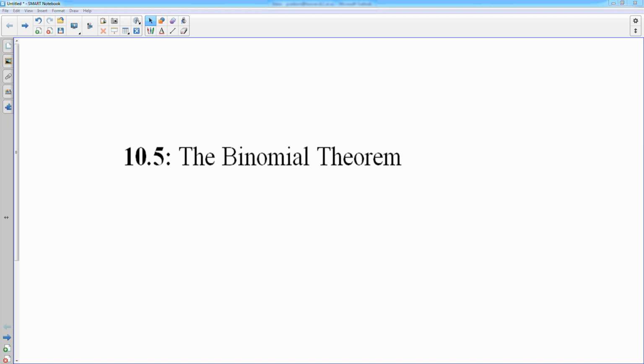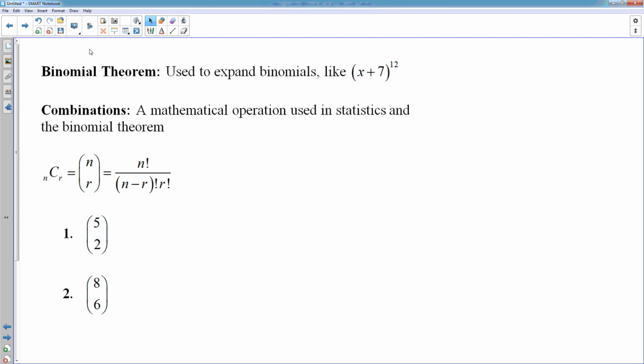Hey, looking at the binomial theorem, which we talked about briefly in class, dealing with Pascal's triangle and other such stuff. But what we are going to use the binomial theorem for is a method of expanding binomials, such as x plus 7 to the 12th. If you wanted to expand all of that, you could write it out 12 times and then do a lot of foiling type stuff, but it's a lot easier to use your binomial theorem.